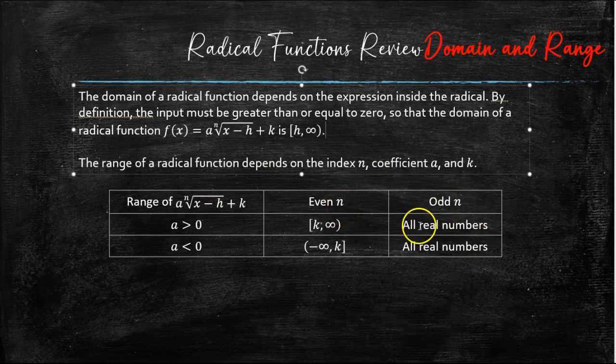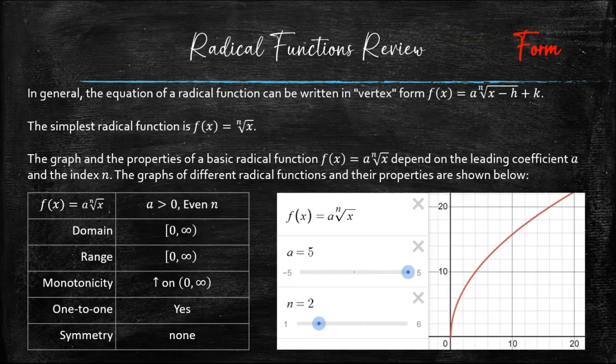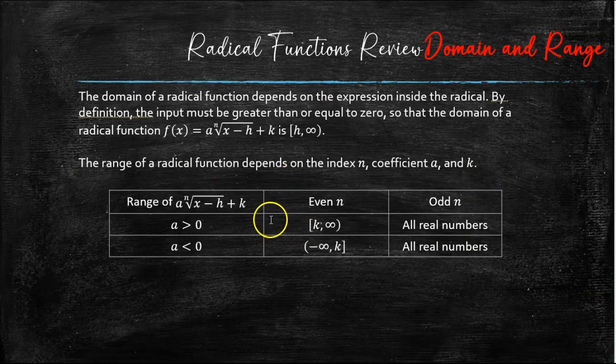If n is odd, then range is always all real numbers. If n is even, then again, it all depends on the value of k and the direction in which that curve opens up. So for example, in this case, your range will be from 0 to infinity, but when it's upside down, the range extends to the negative direction, starting at that largest value. Again, this summarizes all that knowledge.